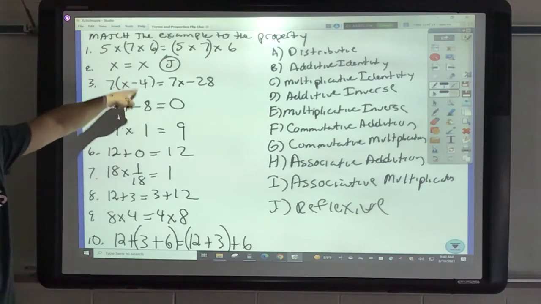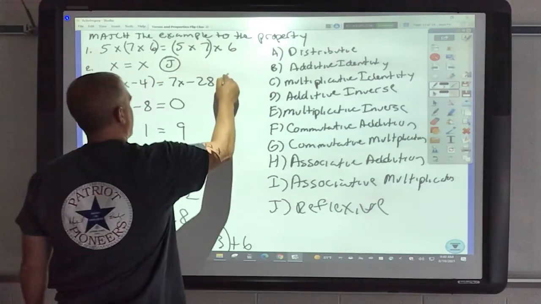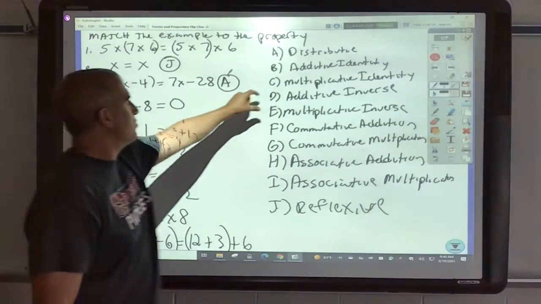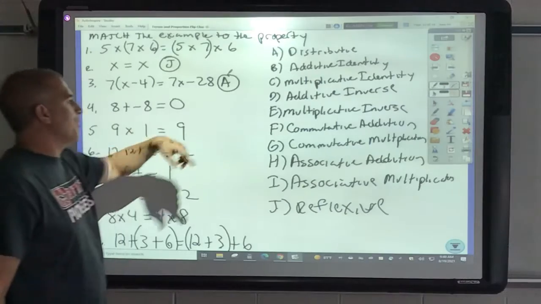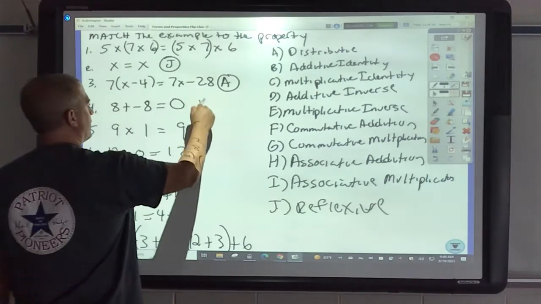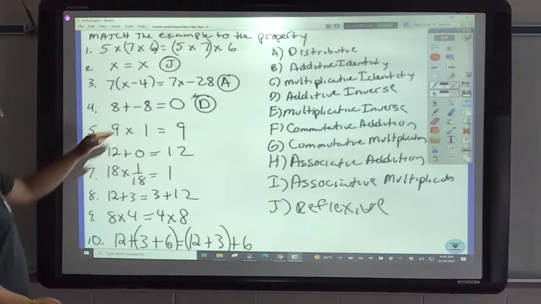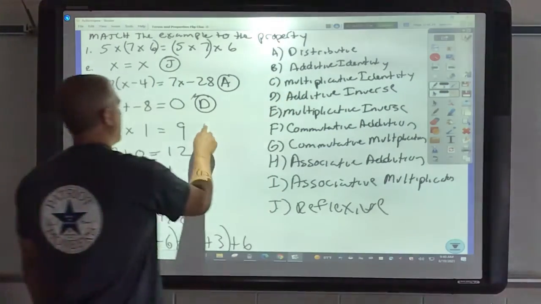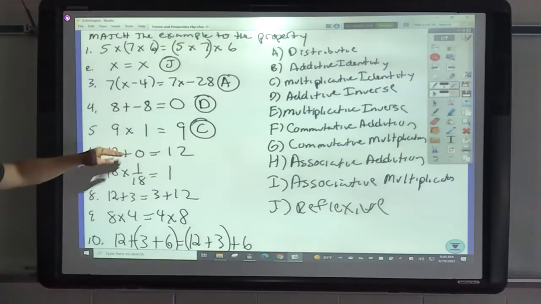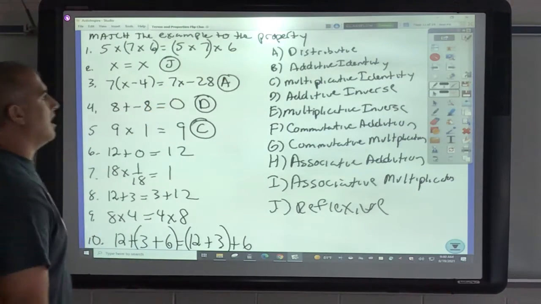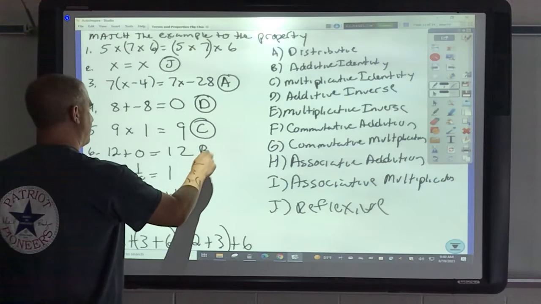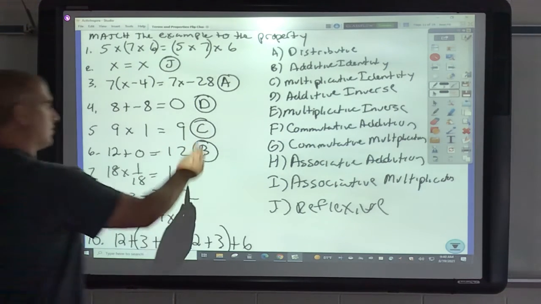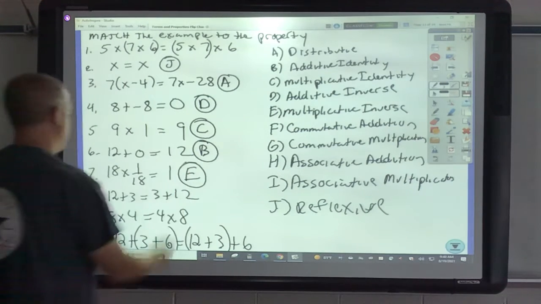All right, this involved a calculation. That's the distributive property. These are opposites, so which one's going on here? Is this addition or multiplication? This one will be the additive inverse. 9 times 1, that's itself. That's the identity, multiplication identity. 12 plus 0, that's the additive identity, because it's itself. 18 times 1/18, that's the opposite, so that's the multiplicative inverse.